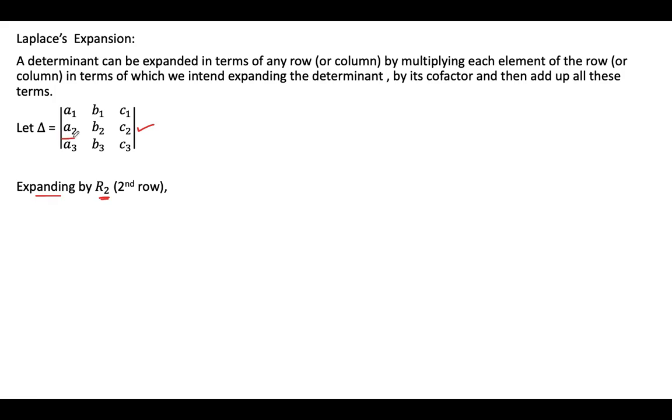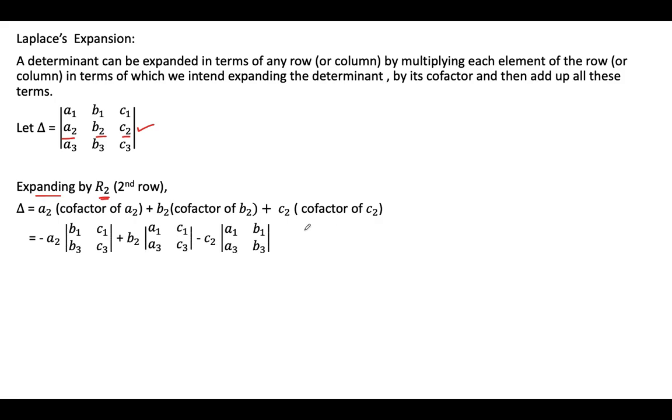What are the elements in the second row? A2, B2 and C2. Isn't it? So to calculate the determinant, we multiply every element of this second row, that is A2, B2, C2, with their corresponding cofactors, that is A2 into the cofactor of A2, B2 times the cofactor of B2, C2 times the cofactor of C2, and then we add up those terms. That is, this delta, or the value of this determinant, will be A2 into cofactor of A2 plus B2 into cofactor of B2 plus C2 into cofactor of C2.